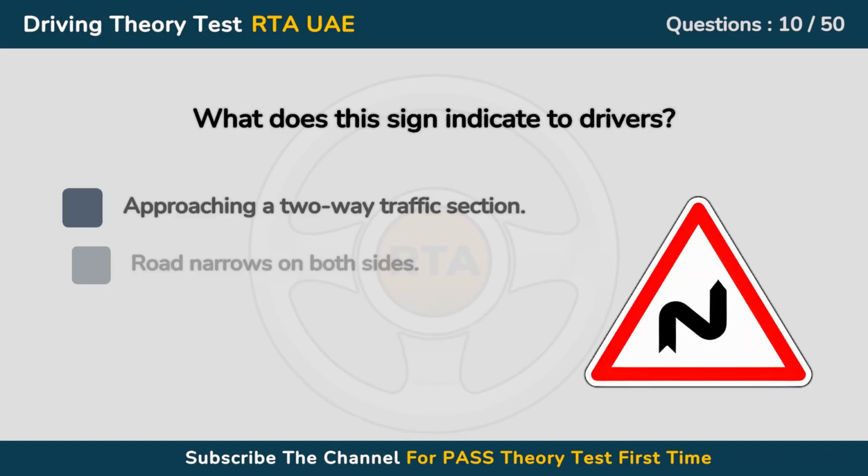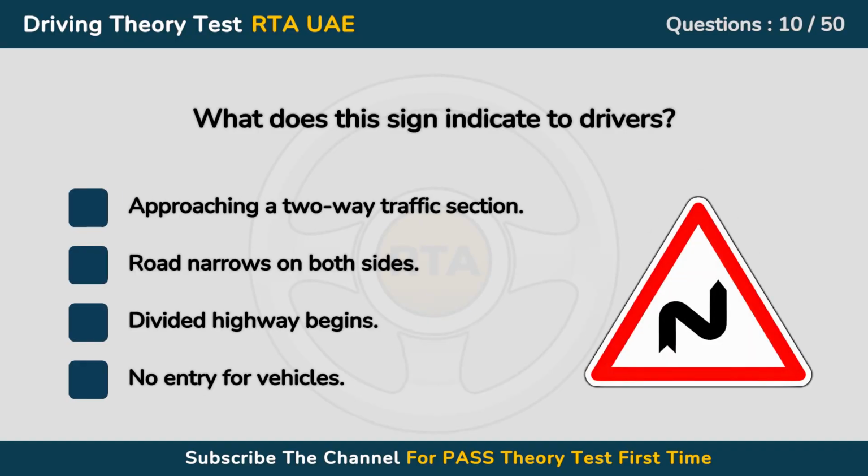Question 10. What does this sign indicate to drivers? A. Approaching a two-way traffic section. B. Road narrows on both sides. C. Divided highway begins. D. No entry for vehicles.